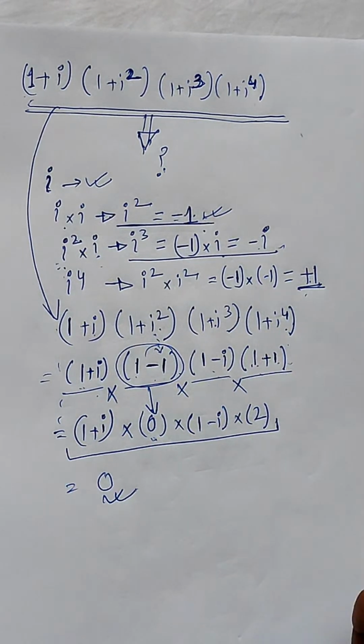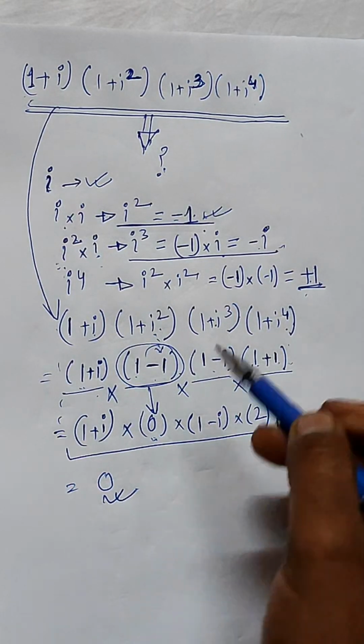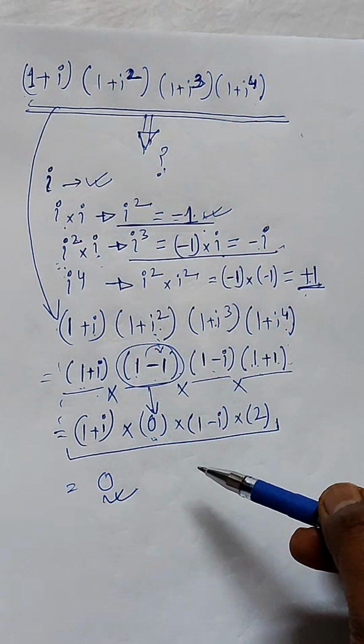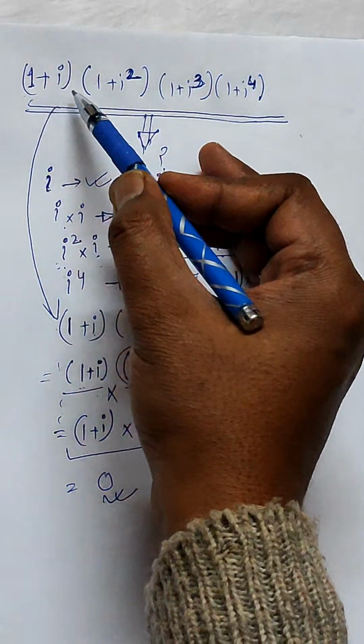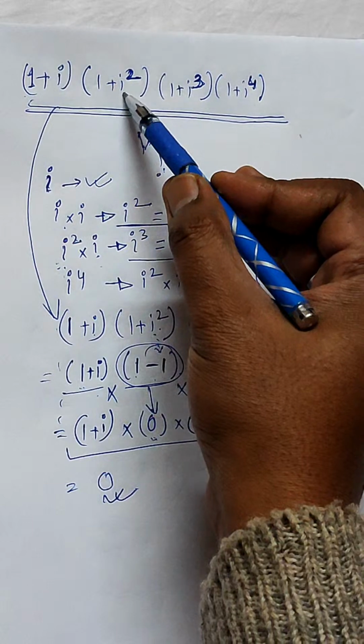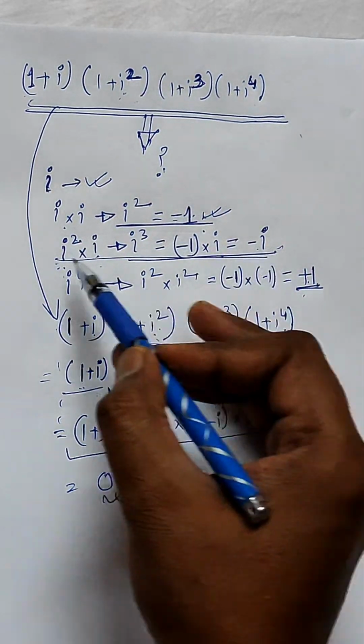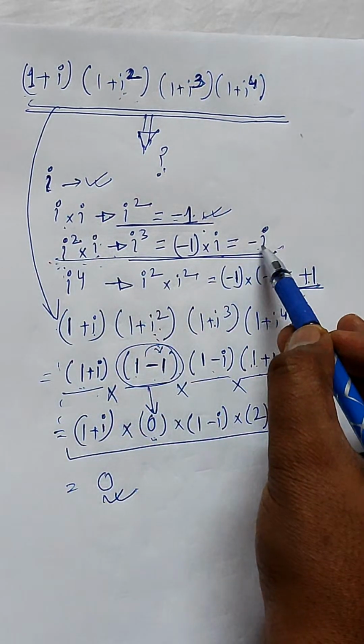Right? So when such questions come to you in a competition, rather than doing all these steps, you can directly observe the question: 1 plus I, 1 plus I square. I know that I square is minus 1. So yeah, here I square is minus 1.